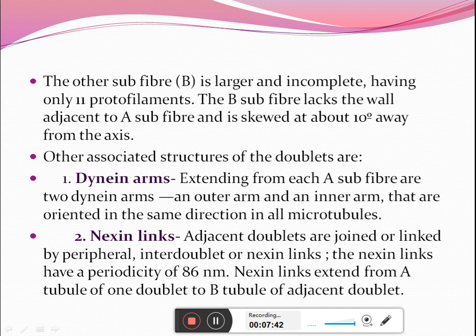Adjacent doublets are joined or linked by peripheral interdoublet or nexin links. The nexin links have a periodicity of 86 nanometers. Nexin links extend from the A tubule of one doublet to the B tubule of the adjacent doublet.